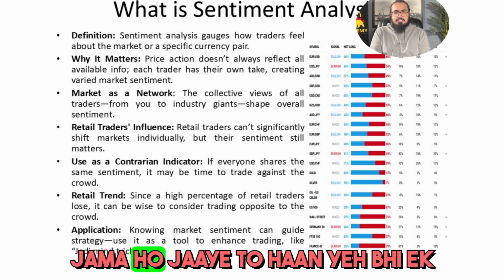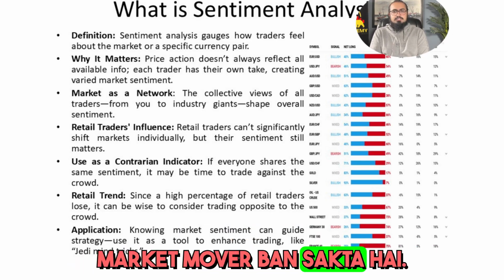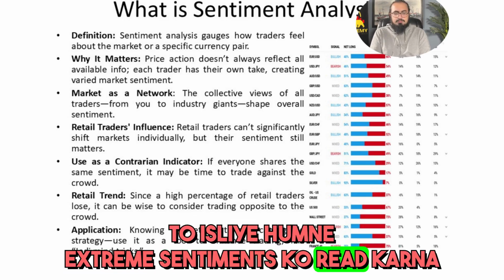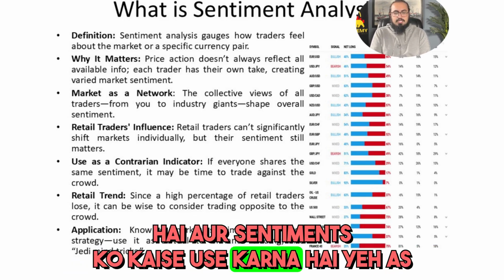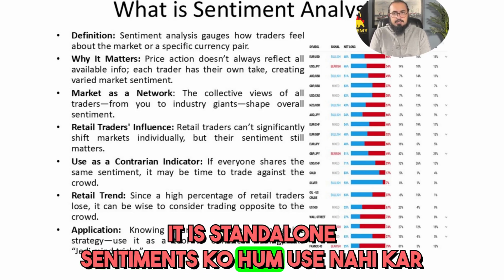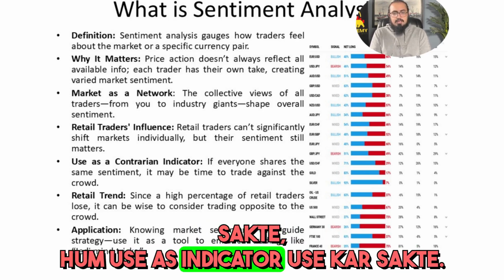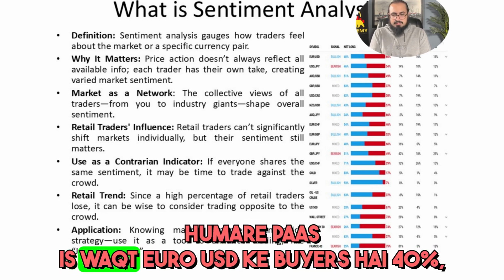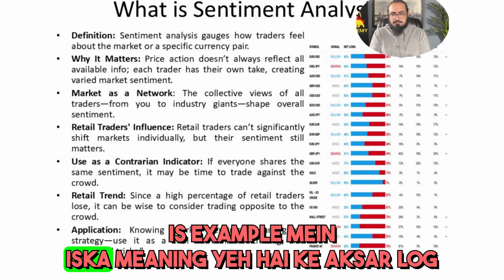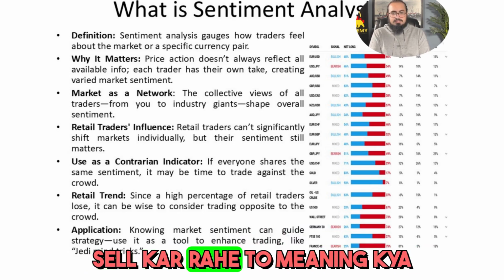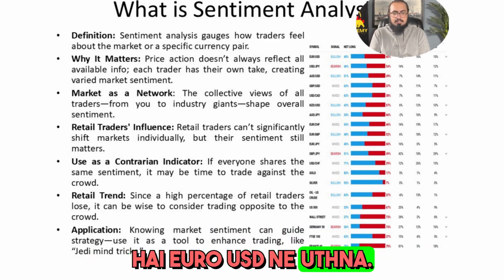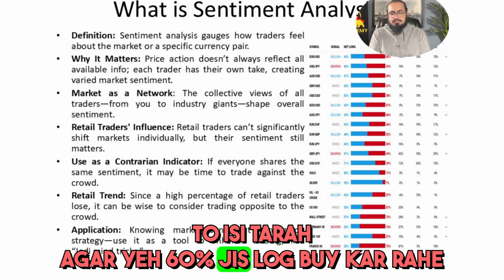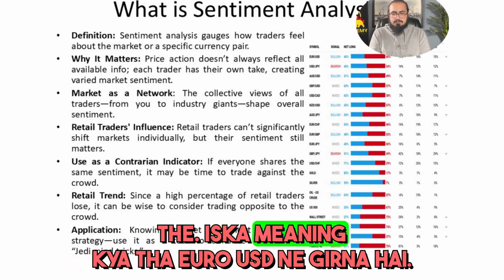Retail traders alone do not matter, but when they gather, yes, it can also become a market. So we need to read extreme sentiment. We cannot use the standard room sentiment. We can use it as an indicator. Now, for example, in front of you, at this time, we have buyers for Euro USD. 40% are buyers, 60% are sellers in this example. What does it mean if most people are selling? It means Euro USD is going to rise. Similarly, if 60% were buying, what would it mean? Euro USD is going to fall.